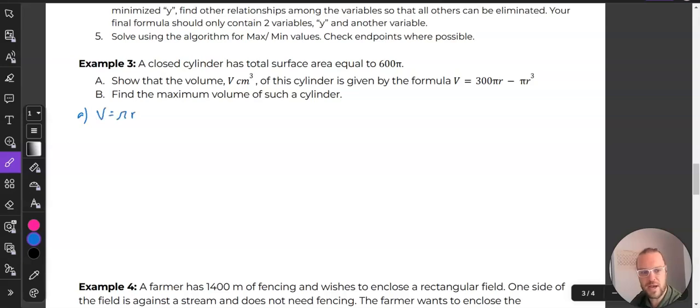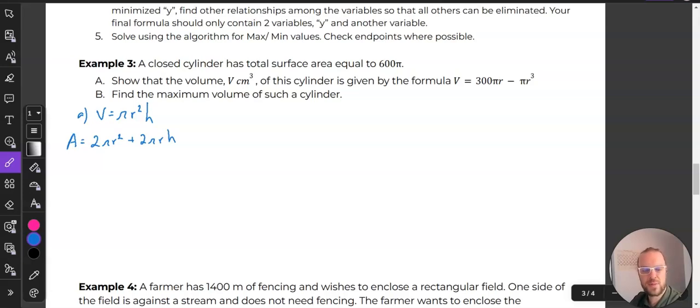So our volume is pi r squared h. Okay, and of course the issue here is that we have two variables, r and h. We need to get rid of those. So let's go ahead and do the area then. Area of a cylinder, it's closed, so it's got a top and bottom, is going to be 2 pi r squared for that top and bottom, plus 2 pi r h, which gives us the rectangle part, like the soup can label, if you want to think of it that way.